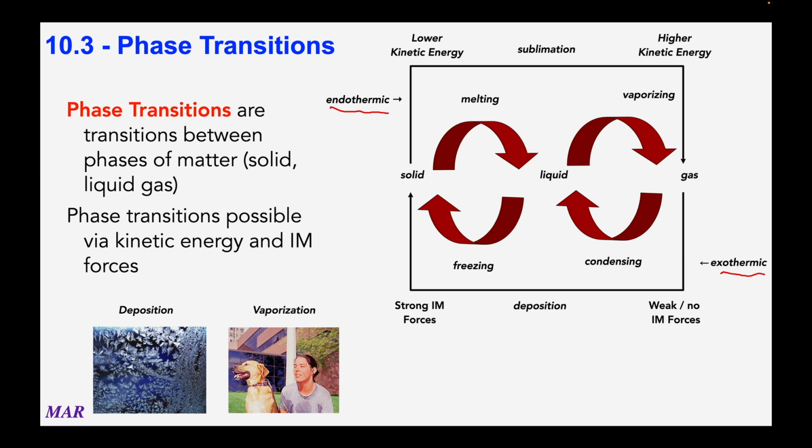So the ones on the left have the lowest kinetic energy. It also has the strongest intermolecular forces. And of course, that's solids. On the other hand, gases have the highest kinetic energy and almost no intermolecular forces. They're so independent of each other. So knowing how this all comes together, we can start figuring it out.